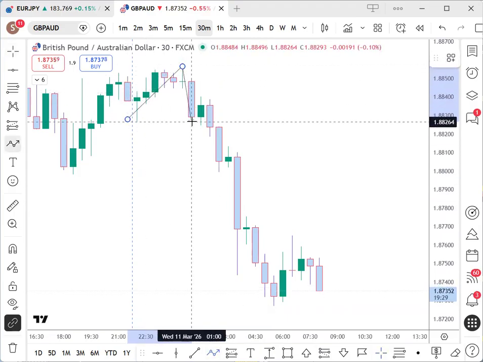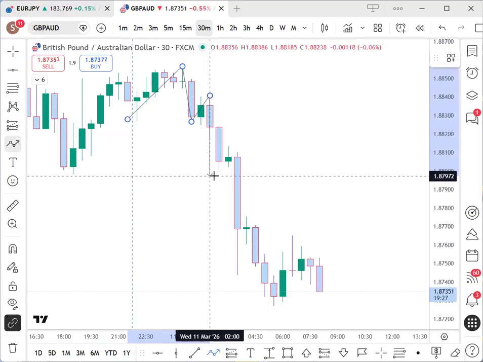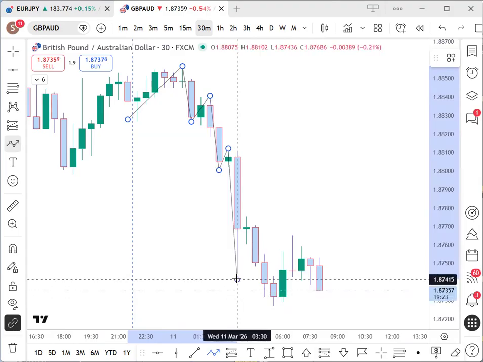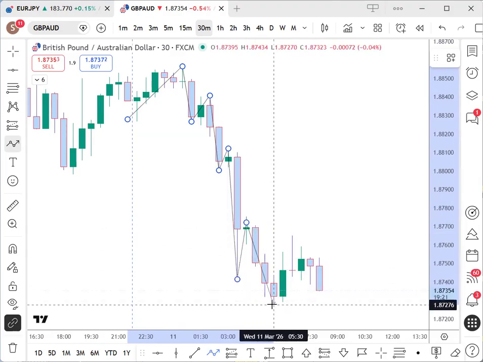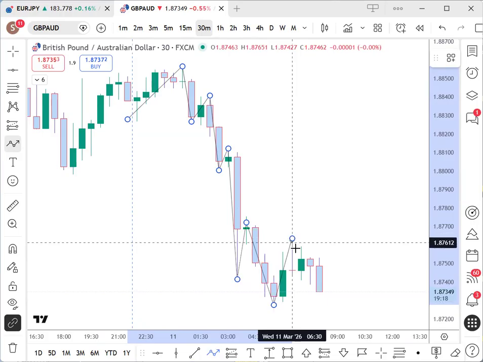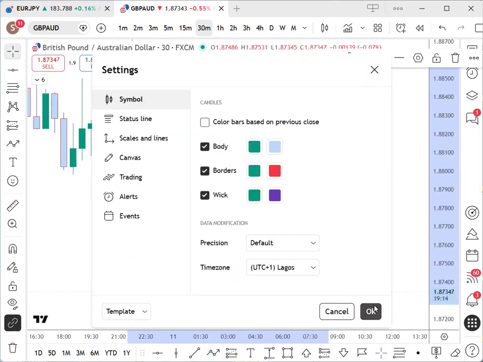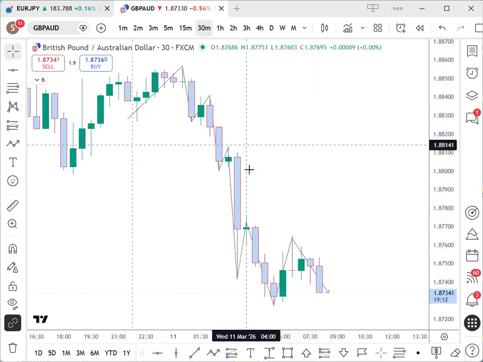So it pushed up, a push down, a push up again, and a push down, a pull back, a push up, a pull back again, and it's currently pushing back down. So you can see how price is just moving.